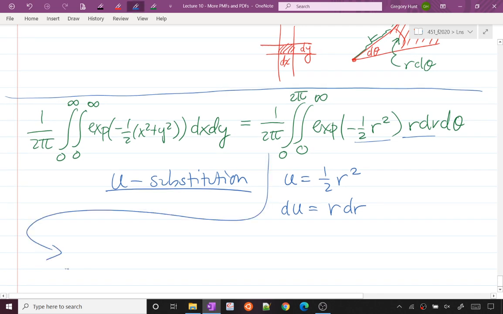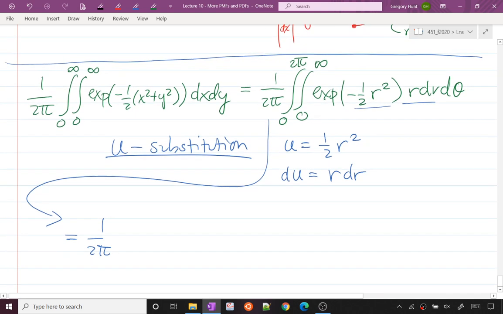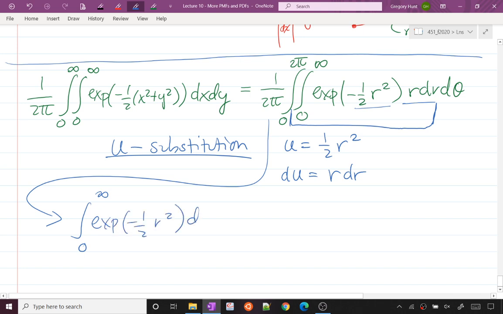The u substitution trick says I can write this as 1 over 2 pi. I'm going to leave off my limits for now. Let's just first look at the inner integral here, so just the r integral. So this is 0 to infinity of exp(-1/2 r squared) r dr. With respect to u, I can now replace this as e to the negative u du. And that's a super simple integral. This is just negative e to the negative u.